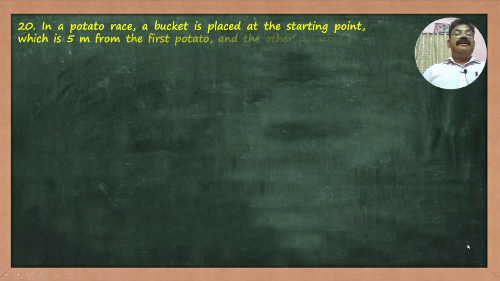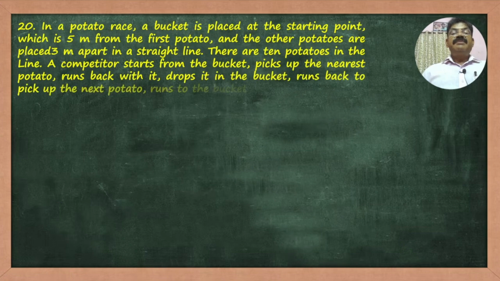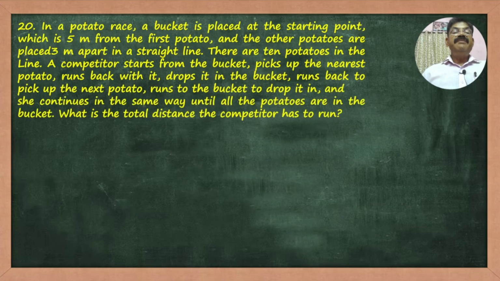Last problem. In a potato race, a bucket is placed at the starting point, which is 5 meters from the first potato, and the other potatoes are placed 3 meters apart in a straight line. There are 10 potatoes in the line. A competitor starts from the bucket, picks up the nearest potato, runs back with it, drops it in the bucket, runs back to pick up the next potato, runs to the bucket to drop it in, and she continues in the same way until all the potatoes are in the bucket. What is the total distance the competitor has to run?